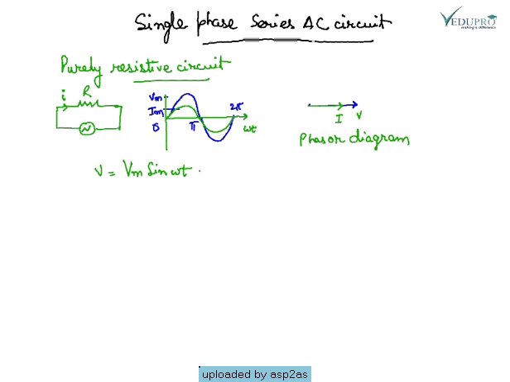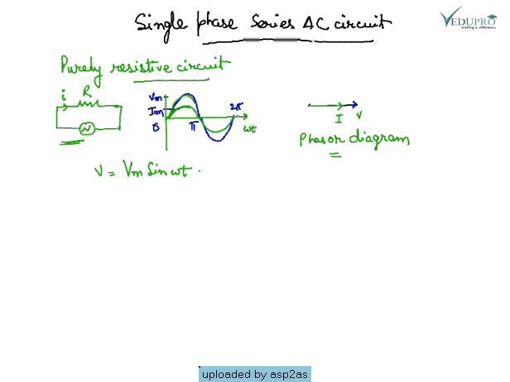First we will see the purely resistive circuit. This is a purely resistive circuit. There is only resistance. This is Vm, and this is the curve for Im, and this is the phasor diagram.